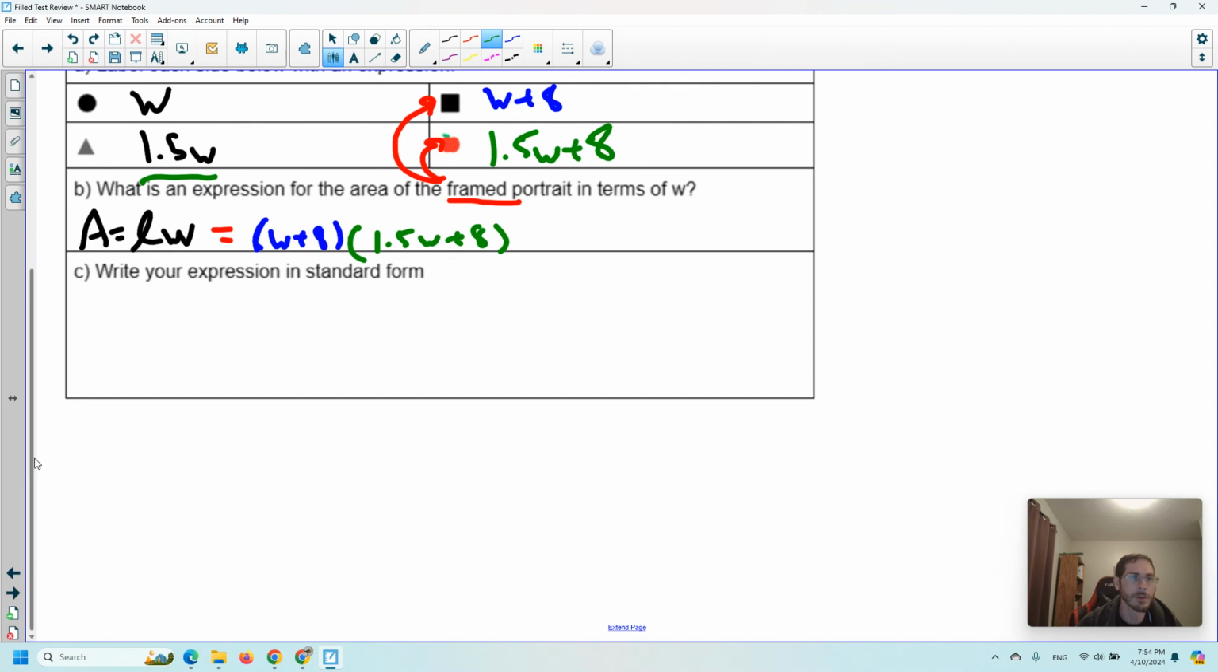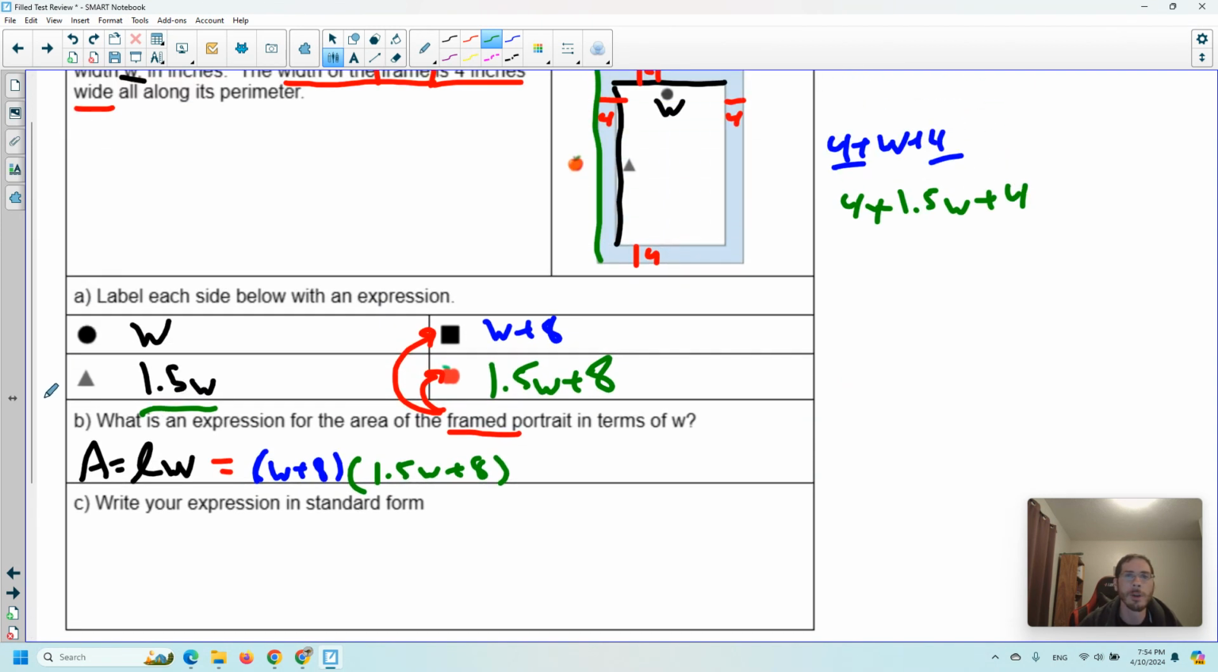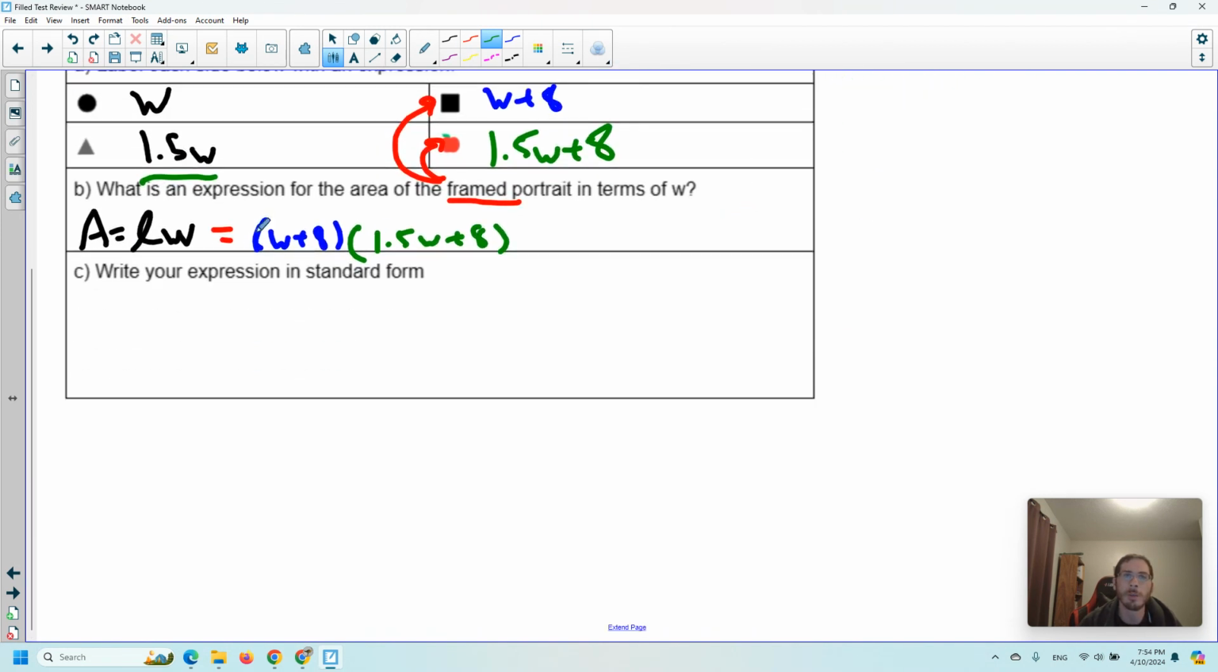Now for C, it says, write your expression in standard form. So I actually don't need the picture anymore. I can just focus here on the equation. So in standard form, what it's telling us to do is to just multiply these two things together and combine the like terms. Again, I can use the boxes if I want to use the boxes. That's fine. I've only got a 2 by 2 this time, so I get a little bit smaller boxes here. It's going to be W plus 8 times 1.5 W plus 8.